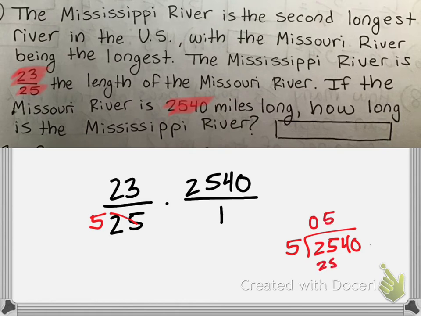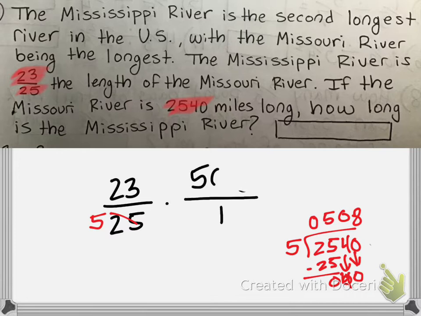0, 5, 25, 0, 0. It's supposed to be a 4, 8. So now I'm left with 508. I actually want to draw that, canceling it out. The reason I can think about it is because if it ends in a 5 or a 0, we automatically know it's divisible by 5. If it ends in a 5 or a 0, we automatically know that it's divisible by 5.